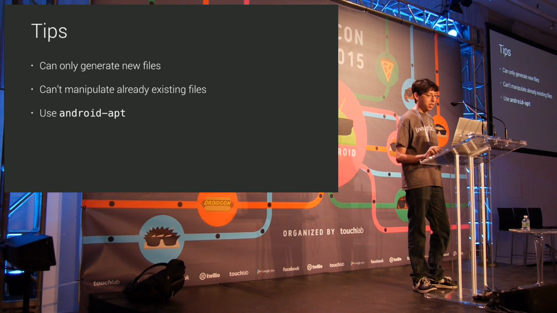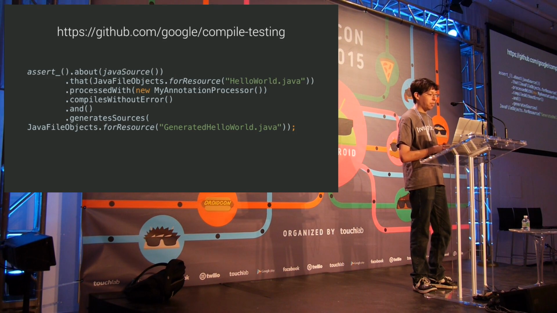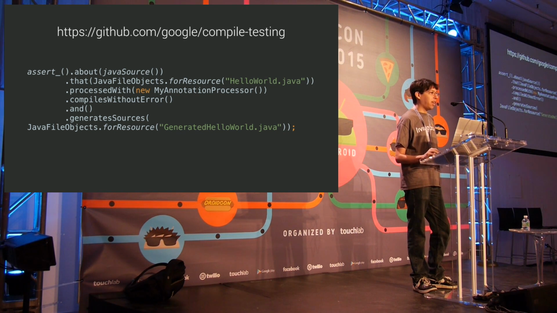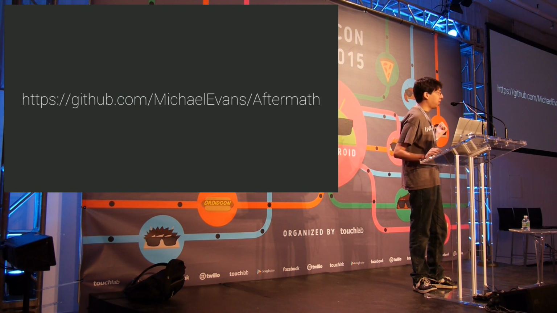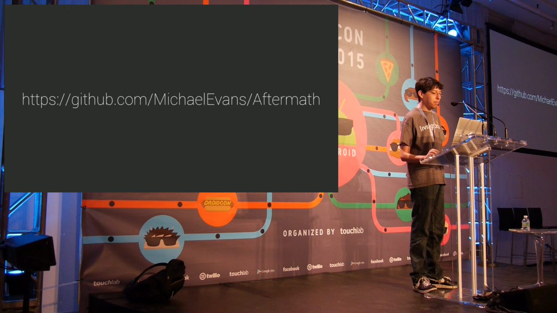And another awesome tip is to use this library from Google called Compile Testing, and it has a really sweet API that allows you to pass in a Java file and then tell it which annotation processor to use, or multiple annotation processors, and then verify that it compiles and that the code that comes out looks like you'd expect. And this code's all on GitHub already.